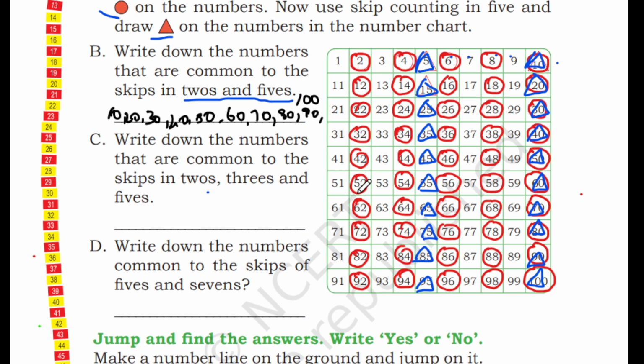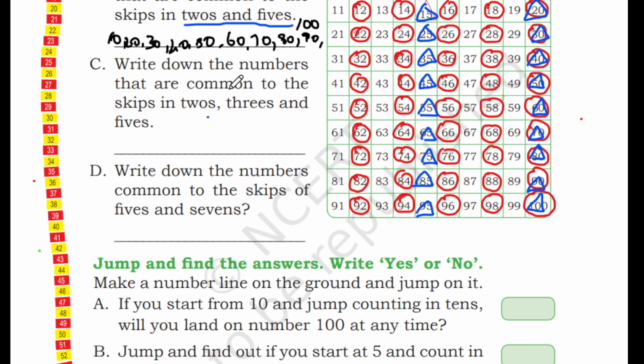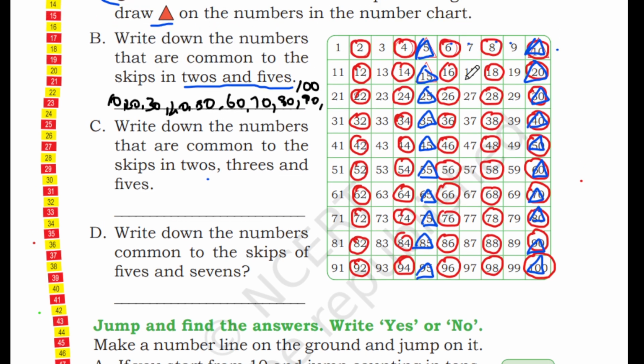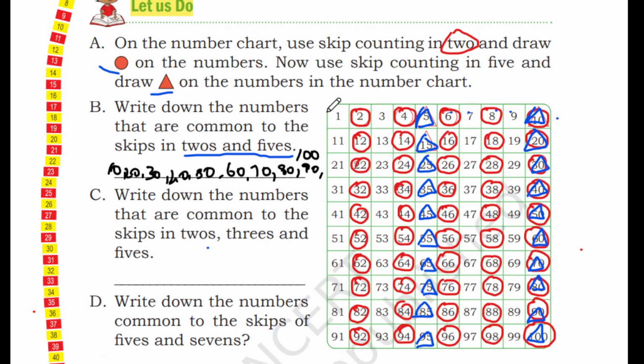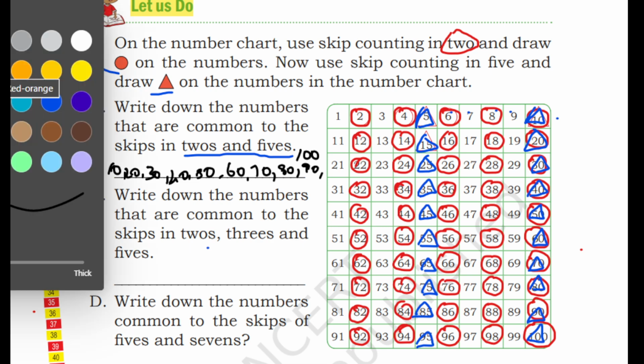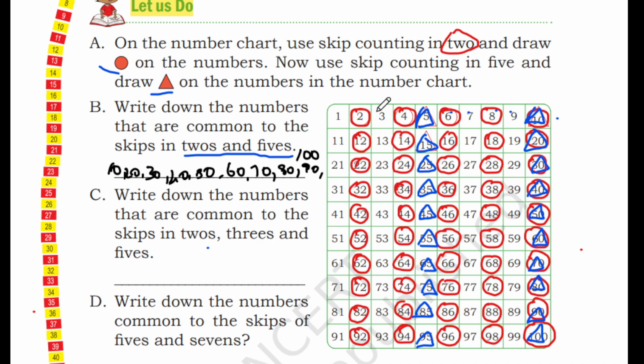Okay, the next thing they are asking: write down the numbers that are common to skips in 2s, 3s and 5s. We already found for 2s and 5s, but we haven't done 3s yet, right? So we will find the skip count in 3 now. We will change the color to maybe a green one, and we will do a tick mark for skip count of 3.